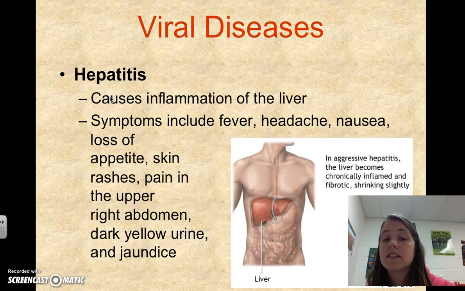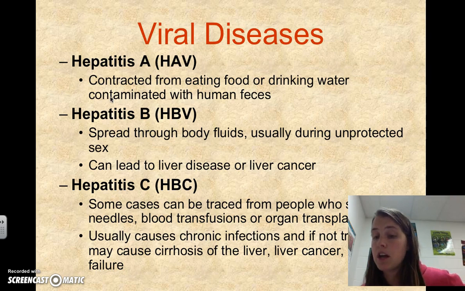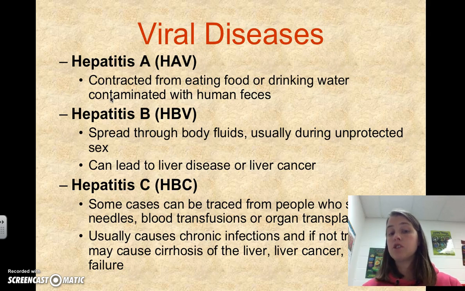Hepatitis. This causes liver inflammation, and there are several different types. There's hepatitis A, hepatitis B, and hepatitis C. These things we usually get immunized for, but we can still catch them if we don't have our immunizations up to date, or if somebody has a very strong case of it, we can still be a little bit susceptible to it even if we've had our vaccinations.